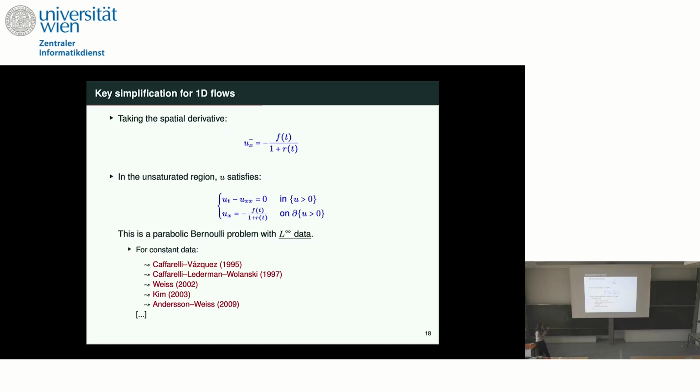So this is in higher dimensions, right? When this is constant, this appears, for instance, in the propagation of flames. There are a few works in the late 90s and early 2000s where they study these parabolic Bernoulli problems. But for L infinity data, as far as I know, not much is known. And so I think it's an interesting problem by itself.